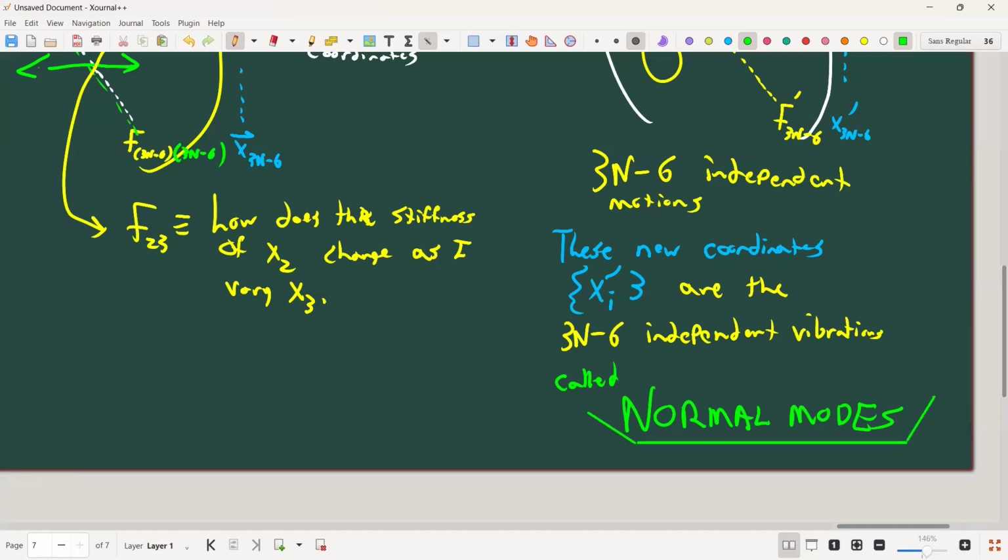The conclusion is that every molecule has a unique set of 3n minus 6 or 3n minus 5 independent, uncoupled normal modes. Each one is a unique vibration that has a unique force constant.